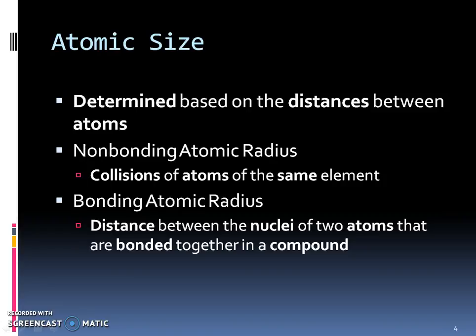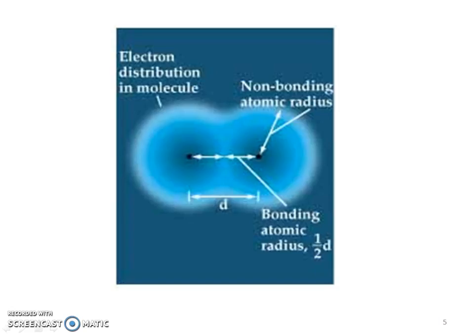So this atomic size, how in the heck do they get this atomic size? Well, there are two ways, called non-bonding radius and bonding radius. The easiest way to show you what happens here is this. When you have a bonding radius, that means one atom is bonded to another. Think of your diatomics. So let's say that this is bromine, Br2.